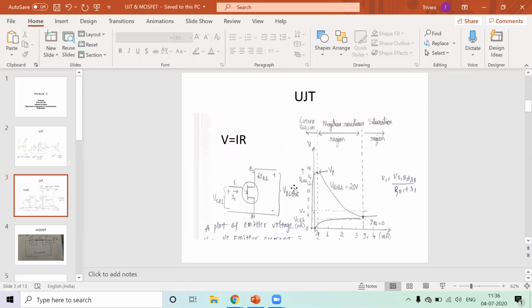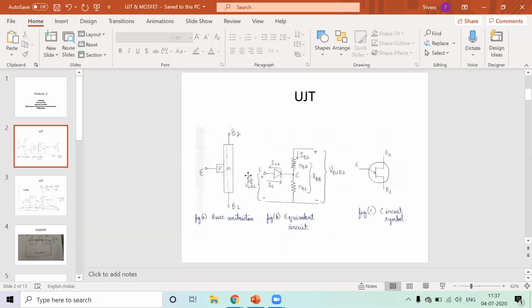Next we'll see the equation of this, that is the V1 equation. As you can see, V1 is equal to VB1 into VB2 into RB1, divided by RB1 plus RB2. This is the characteristics of the UJT. As I told you, whenever you start giving the VEB1, the current IE starts flowing. When the current IE starts flowing, the resistance will be reduced.